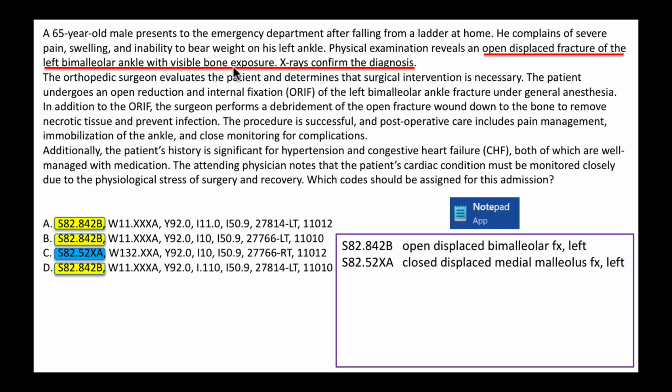Based on what I just read, this patient presents to the hospital after falling from a ladder and fractured his ankle. The X-ray confirmed it is an open displaced fracture of the left bimalleolar ankle. Therefore, between these two codes, S82.842B, open displaced bimalleolar fracture, is the correct code to report as the primary diagnosis or principal diagnosis for an inpatient encounter. That said, we can eliminate C from here.